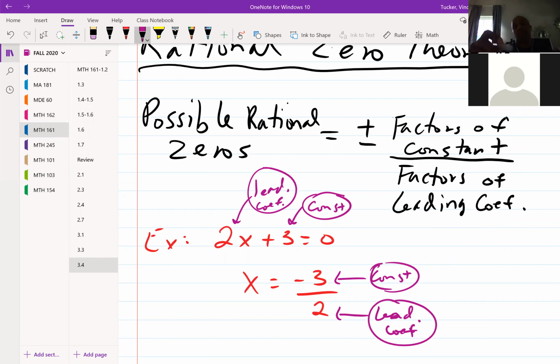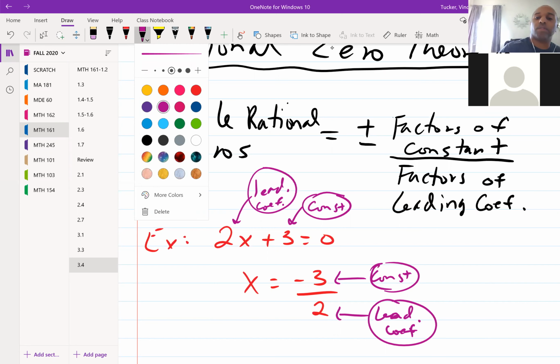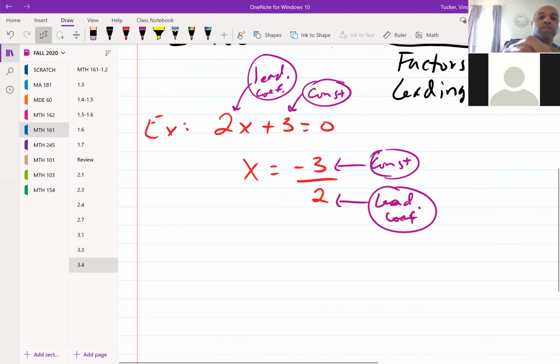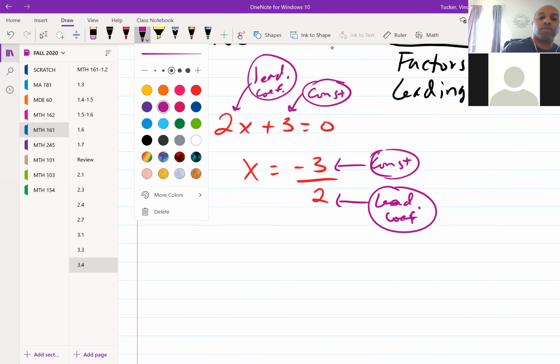And remember, our zeros or our solutions, when I plug them into the function, I will get 0. That's why they call them zeros. So when I plug them into my equation, if I get a 0, then that lets me know that's one of my solutions. And we can go from there. So let's try this out. Let's go green.